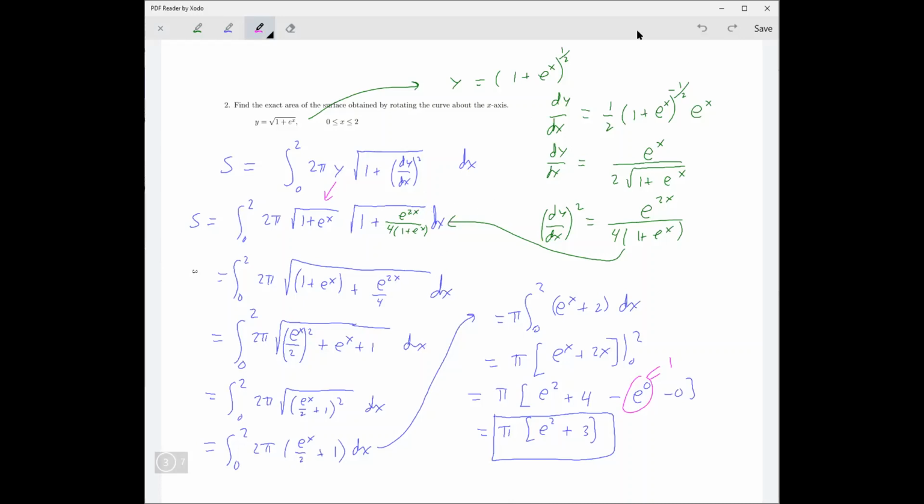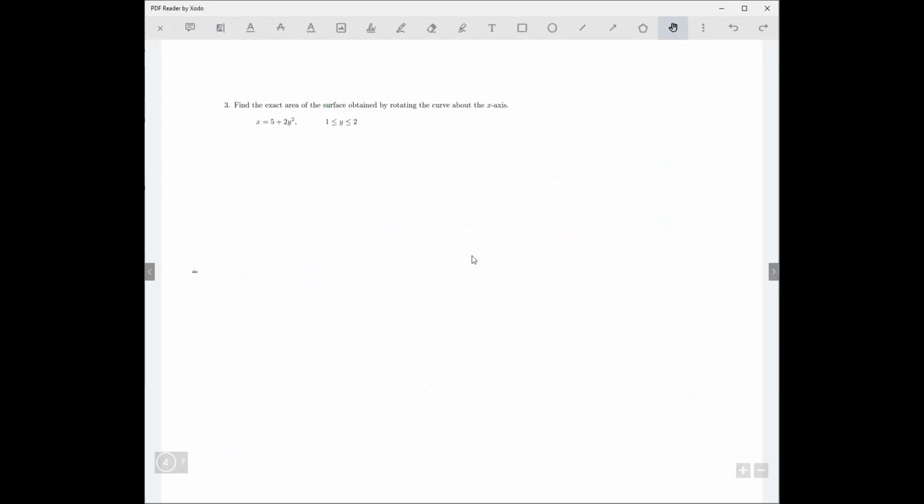Okay, so that was the first case. Let's do number 3. Find the exact area of the surface obtained by rotating the curve about the x-axis. So this one is x equals something, but rotated about the x-axis.